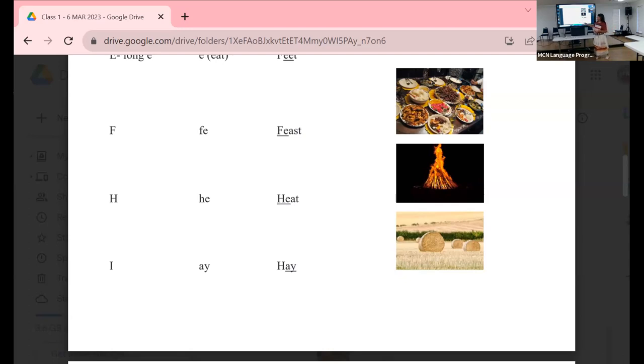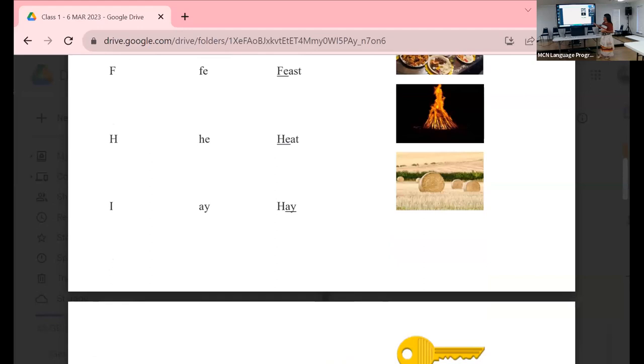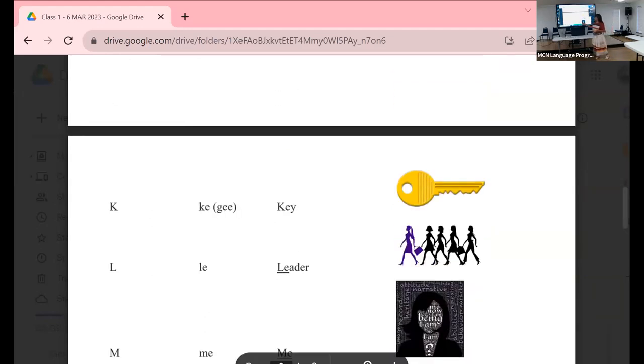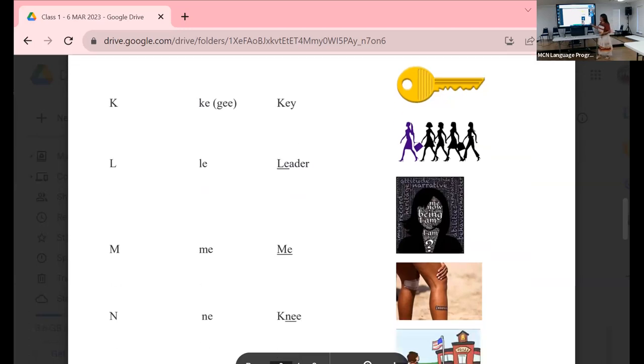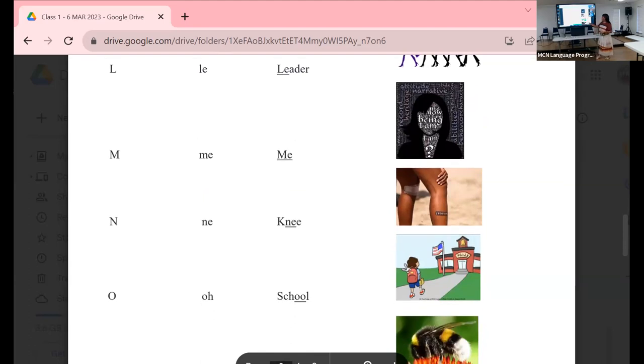H, the he, is a he sound, like in heat. The I is an A sound, like in hay. The K is a key ye sound. Sometimes you hear more of a key sound, sometimes more of a he sound, but we did put the visual key here. Okay, the L, lee sound, leader, and that's the visual for leaders, for those of us who are visual. M has got the me sound, like in me. N, me sound, like in me.